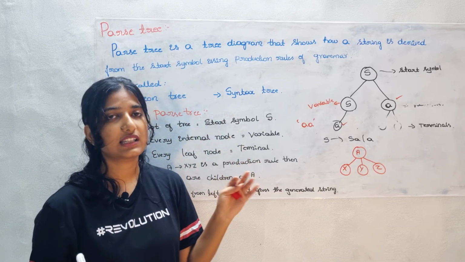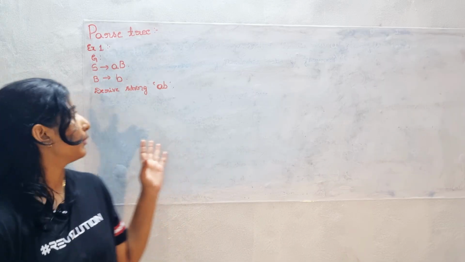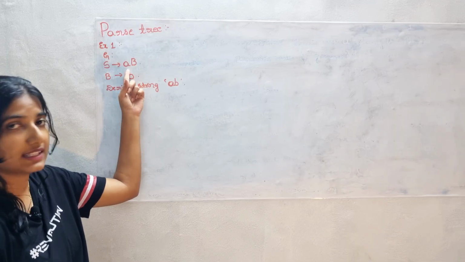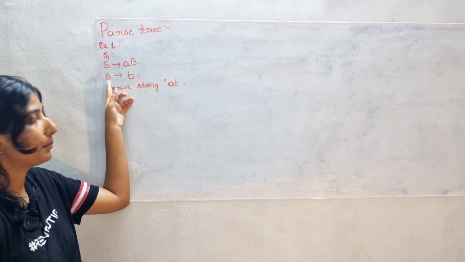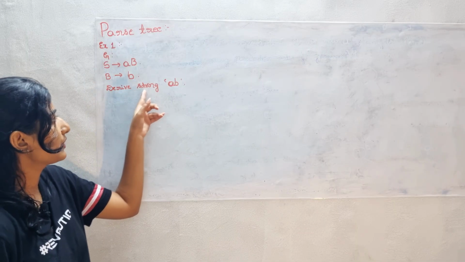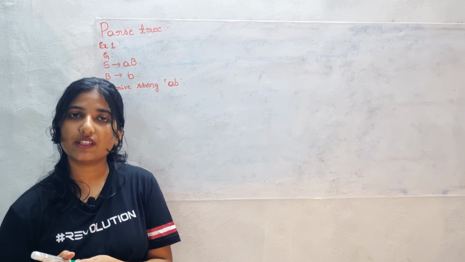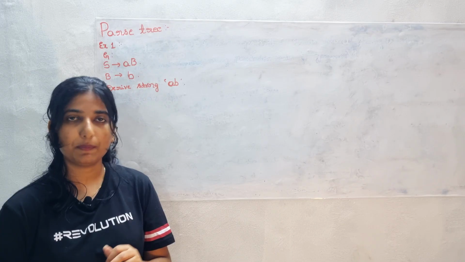Now let us see an example for a parse tree. Example 1 is a grammar: S derives aB, where small a is a terminal and B is a variable, and B derives the string aB. Okay, now what I am going to do is, at first I will do it in the form of a normal derivation, okay, and then let us build the parse tree.